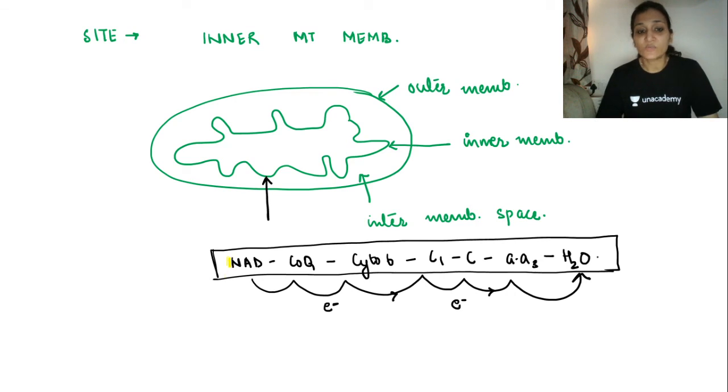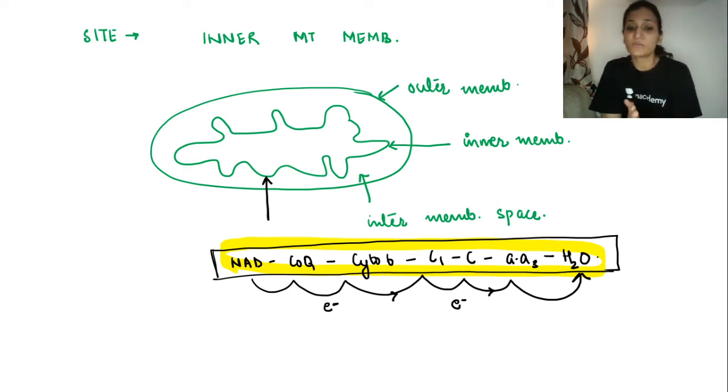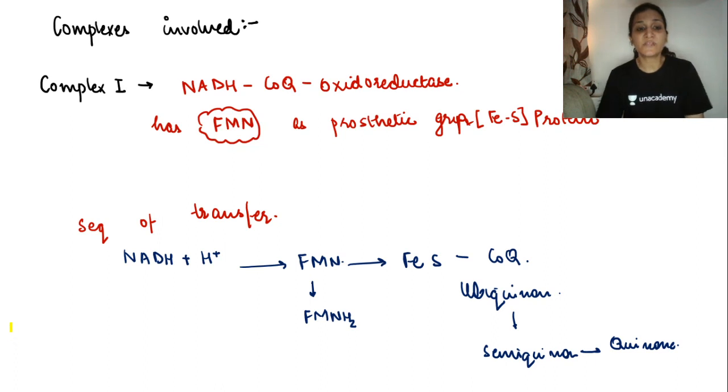And this is the actual sequence of transport of electrons in the electron transport chain. That is, it goes from NAD to coenzyme Q, to cytochrome B, cytochrome B to cytochrome C1, cytochrome C, then cytochrome AA3, and finally it gets converted into water. And then we saw the complexes.